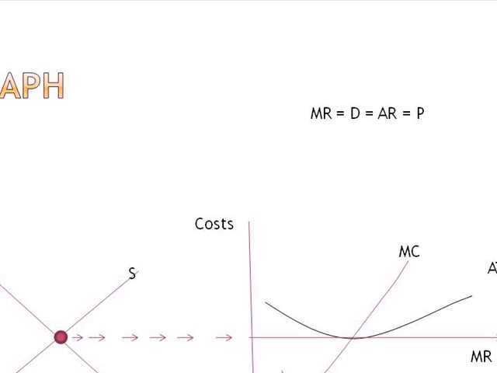Allocatively efficient. In parentheses, write MB equals MC. Supply equals demand. Our marginal benefit is our demand curve. That's MR. Our marginal cost is our supply curve, MC. Those things equal each other. Society gets what it wants, the amount of goods that it wants.